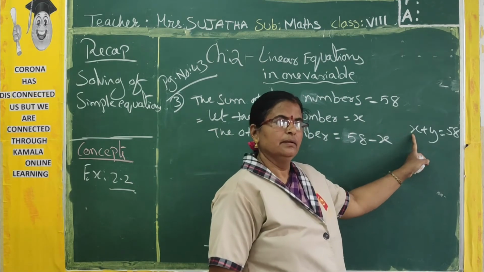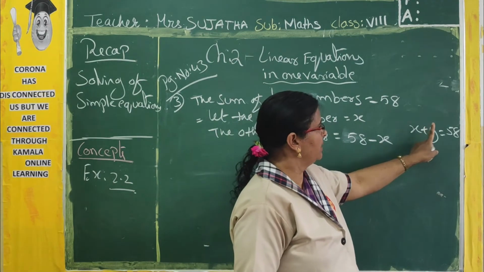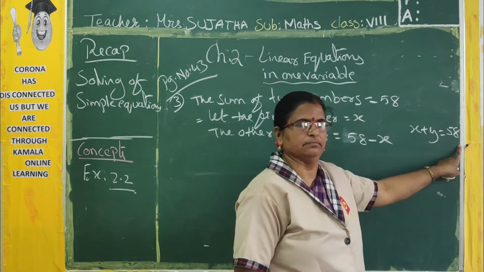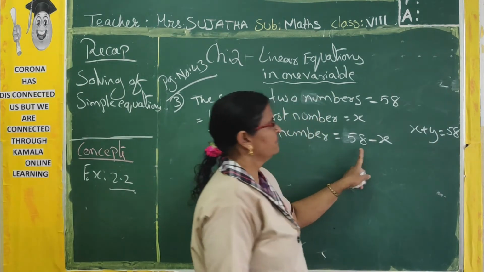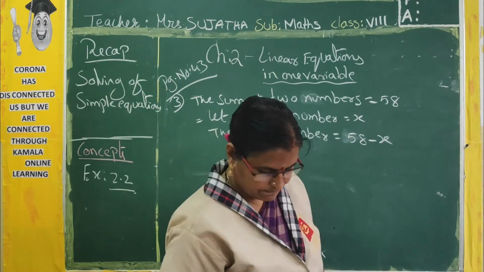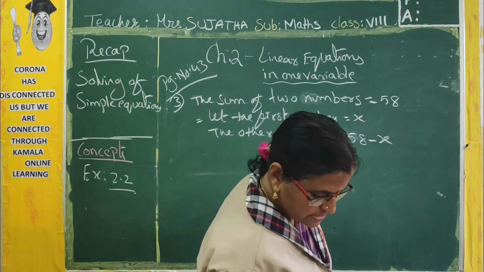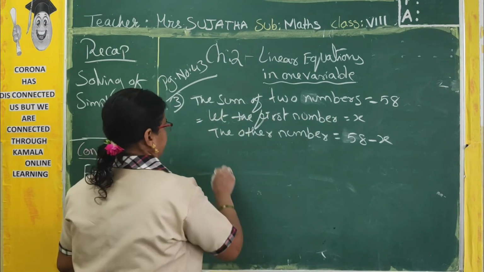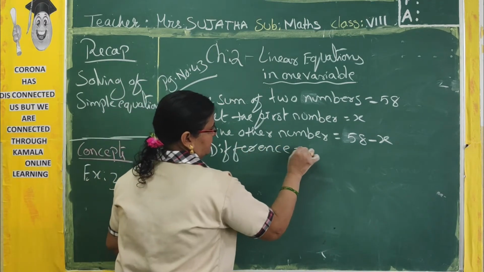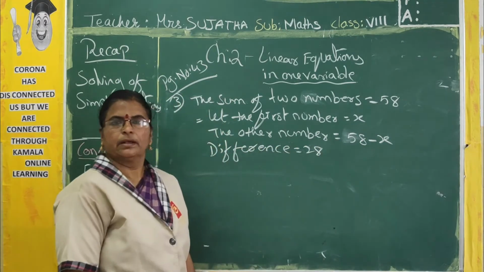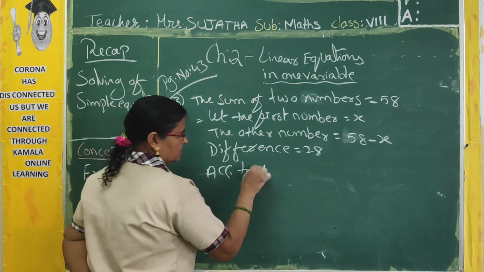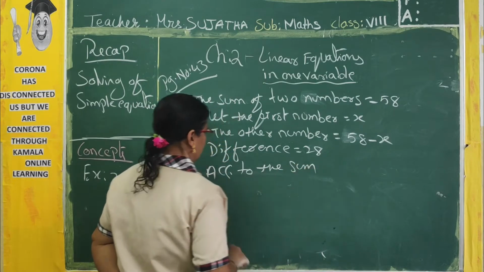Okay, one number x I am taking. So how will I get the next number? The next number should be subtracted from the sum. Understood? That's why 58 minus x. Okay. Now the difference is given. What is the difference? The difference is 28. Now, according to the difference, what will you get?